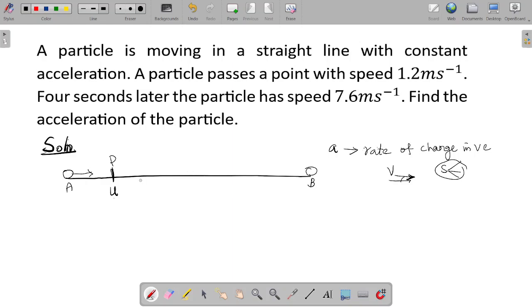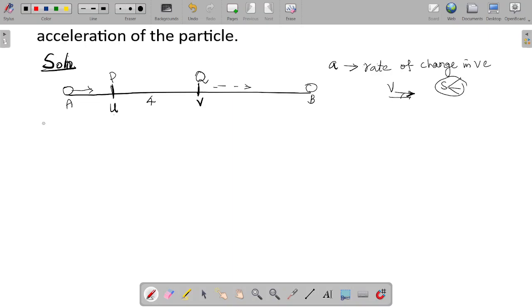Then after 4 seconds, there is a duration of time. After 4 seconds, the particle will reach the point Q. The particle will keep moving after the 4 seconds also, but we are monitoring at the point Q after 4 seconds. The velocity at this point is the final velocity. So we have the initial velocity and final velocity, monitored at points 4 seconds apart. So what is the initial velocity? What is the final velocity?